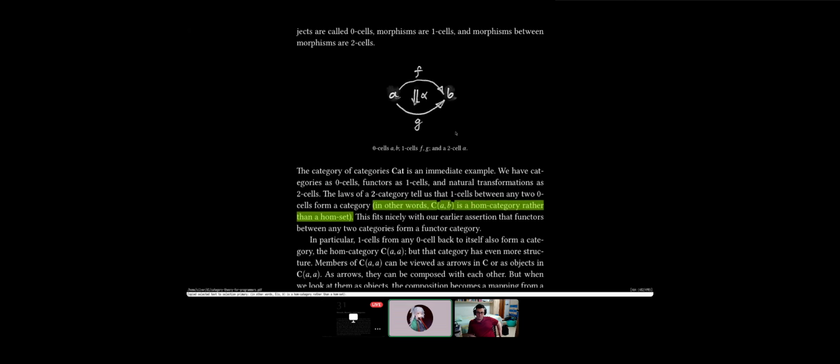But oh, it's because A and B are categories. No, it's because if you take all the morphisms from A to B, in this particular context, those morphisms are actually functors, because the objects are categories. Oh, yes. So okay, that's why it's a home category. Okay.